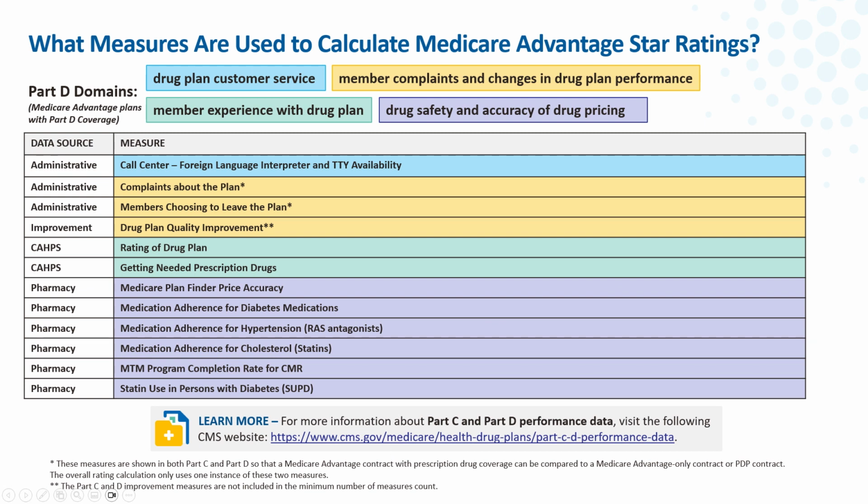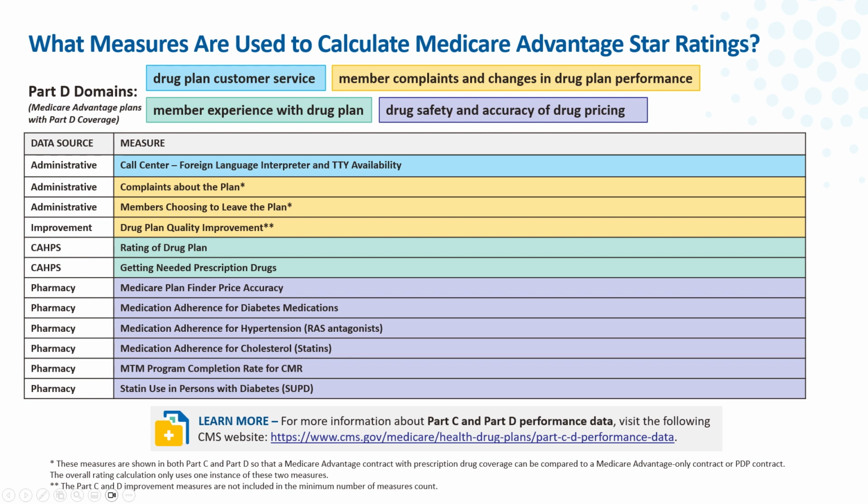For Medicare Advantage plans with prescription drug coverage, Part D measures are grouped into 4 domains, which are listed here above the table of measures. Like the previous slide, you will see the measures are grouped into each domain, and each domain is shaded a unique color, and the data source used to calculate each measure is included.